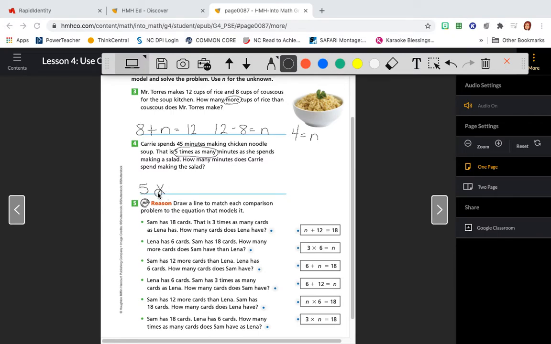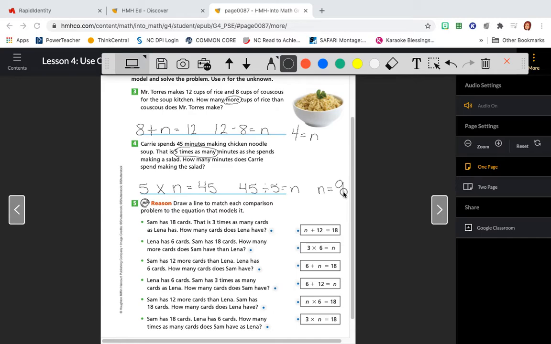So we're going to use the multiplication symbol. What we don't know is how many minutes she actually spent making the salad. So that's our unknown. But what we do know is that there were 45 minutes making chicken noodle soup. So here's our multiplication equation. Now we're going to do an inverse operation, and since we're multiplying, we're going to divide this time. So 45 divided by 5 equals n. And you should have gotten that n, our unknown number, was 9. Remember, use whatever strategy works best for you to answer this problem.